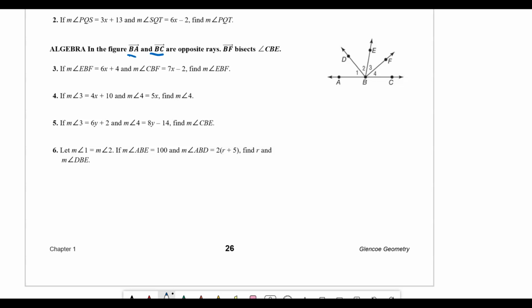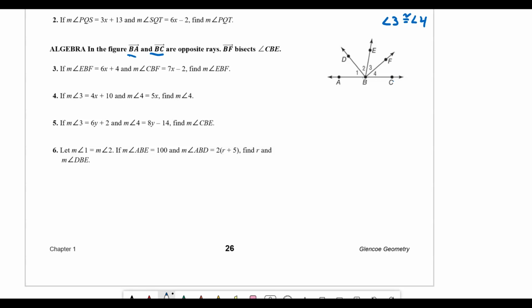BA and BC are opposite rays. We can sort of visibly see that. And BF bisects CBE. So here's BF, and it tells me that it bisects CBE. So what we can infer from that is that angle 3 is going to be congruent to angle 4. Those two are going to be equal to each other, right? When they tell me that that is a bisector, I want to write that down and keep track of that. Okay, so that's going to be helpful information to us, knowing that angle 3 and angle 4 are congruent to each other. Okay, so let's see what they ask us in the first part.